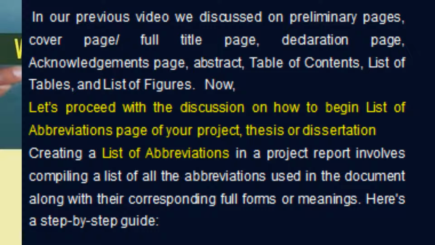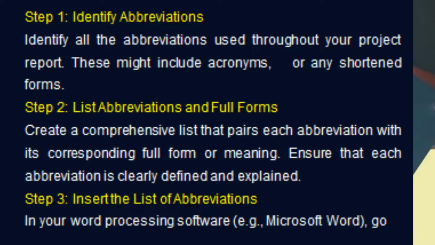Here's a step-by-step guide. Step 1. Identify abbreviations. Identify all the abbreviations used throughout your project report. These might include acronyms or any shortened forms. Step 2. List abbreviations and full forms. Create a comprehensive list that pairs each abbreviation with its corresponding full form or meaning. Ensure that each abbreviation is clearly defined and explained.